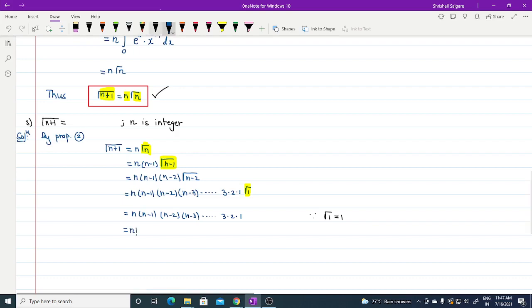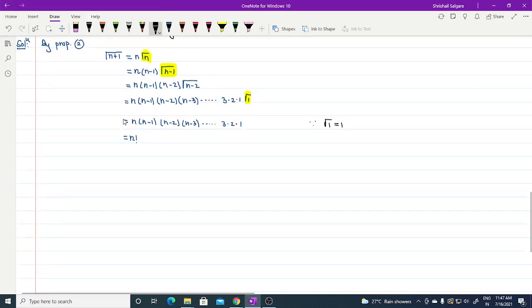So the property says that if this n is an integer, in that case gamma n plus 1 is given as n factorial. That is the third property. Now the fourth property. To prove the fourth property, we have to wait for the definition of beta. That's why I will give only the property.